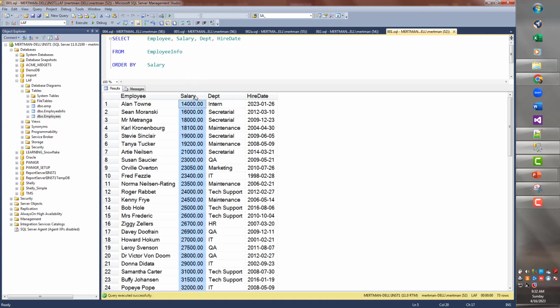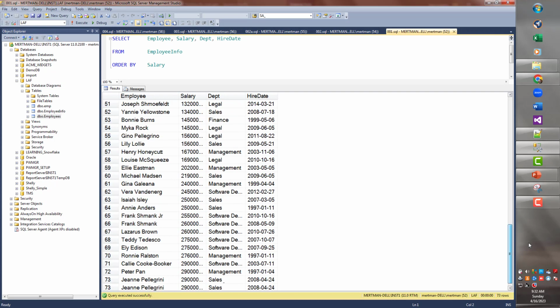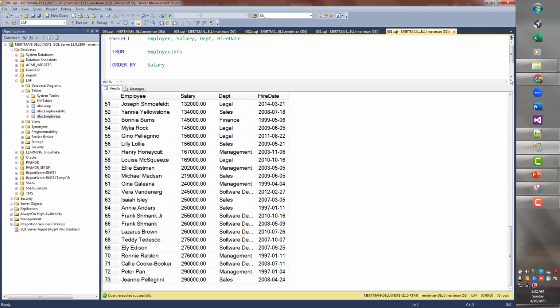employee table. We're ordering it by salary, ascending, so it starts off with 14,000, goes all the way up to, well, quite a bit more.